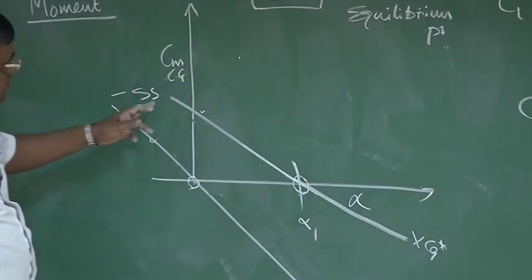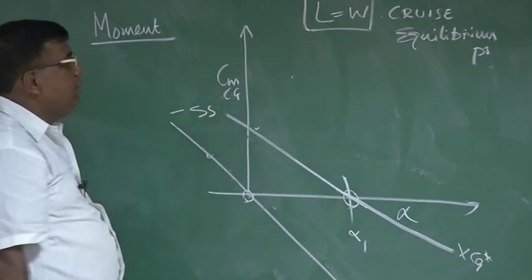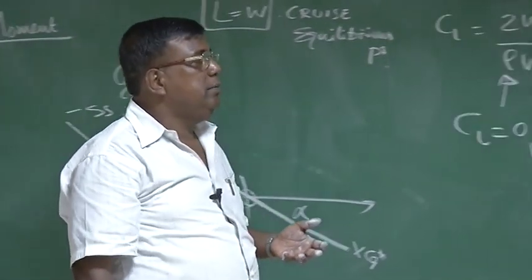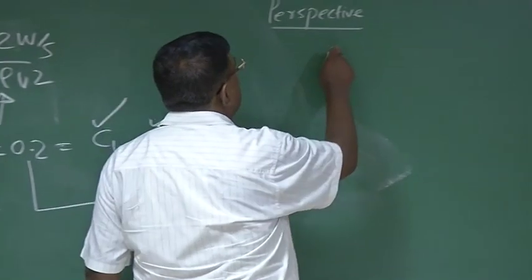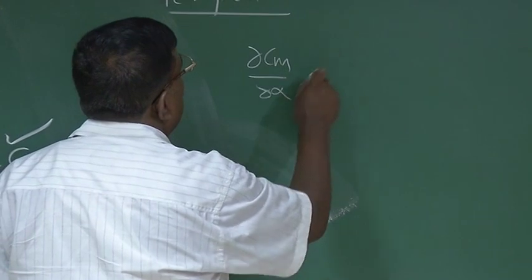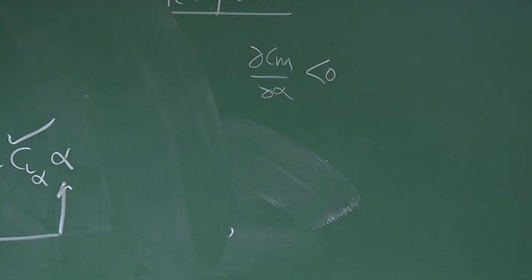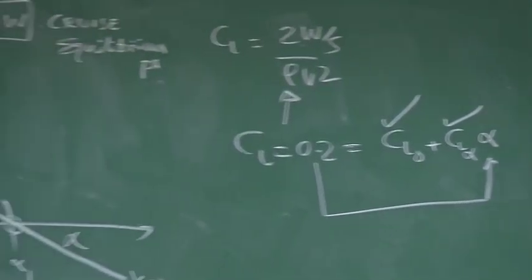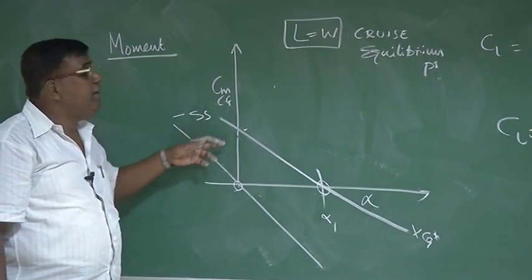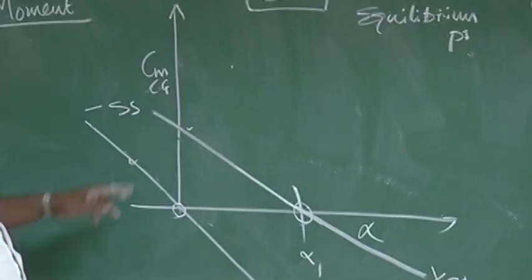If I ask you a question, assume that these two lines are parallel, which configuration is more statically stable? By now you know, when I talk about static stability, I only check the sign of dCm by d alpha, the slope of the line Cm versus alpha. That decides whether it is statically stable or not. But if these two lines are parallel, both have the same dCm by d alpha, both graphs have the same slope, both are negative, so both are equally statically stable. Then what is the difference?